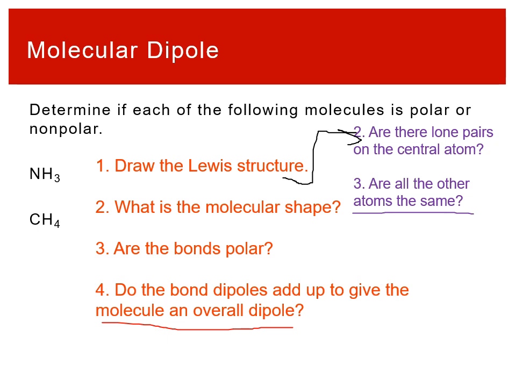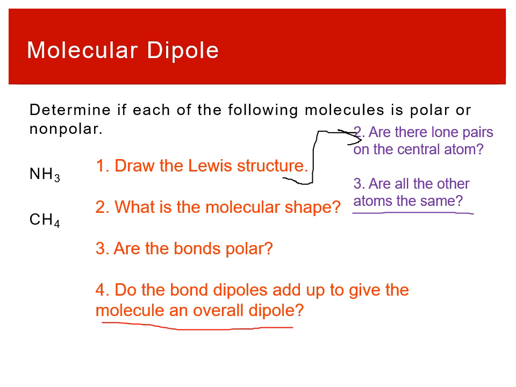Sometimes we don't need to know which side is positive and which side is negative. We just need to know, is it polar? And you'll note that's all this question asked. So if that's all you need to know, you can just stop right there. You need to have no lone pairs on the central atom, and all the outer atoms have to be the same in order to be nonpolar. Otherwise, the molecule has to be a polar molecule.